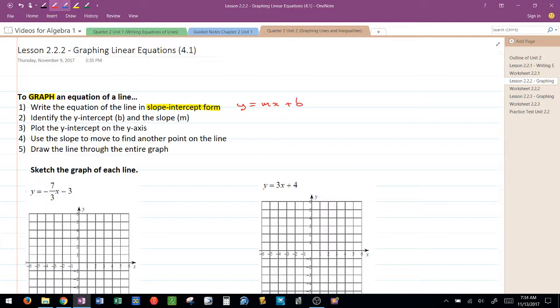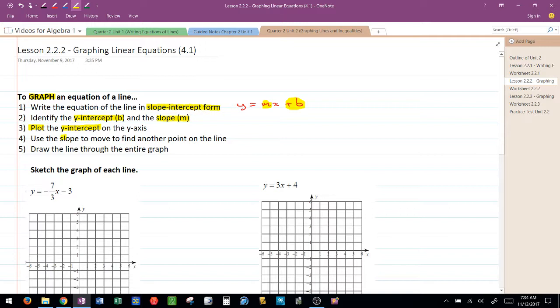Now, we know that the y-intercept is b and the slope is m. So we're specifically going to be looking at these two values right there in the equation. We're going to take the b, or the y-intercept, and we're going to plot the y-intercept. We're going to put that dot on the coordinate plane.